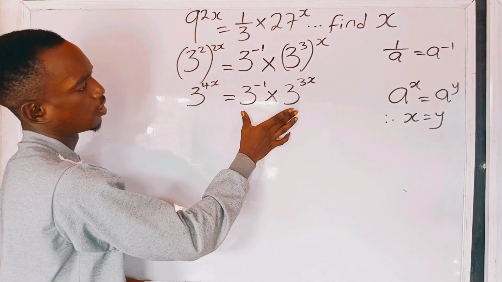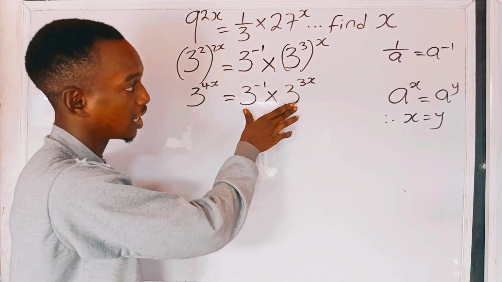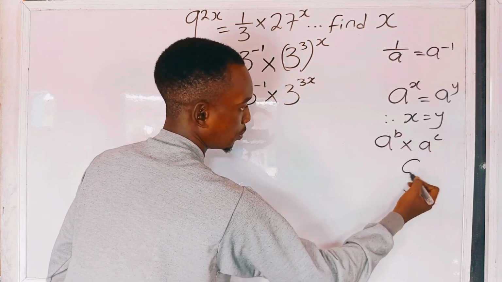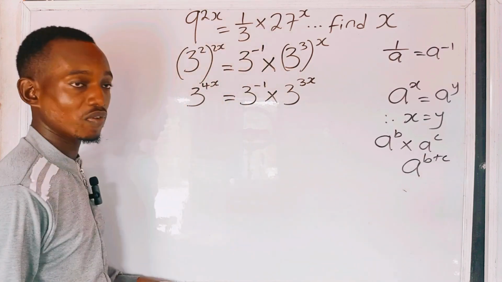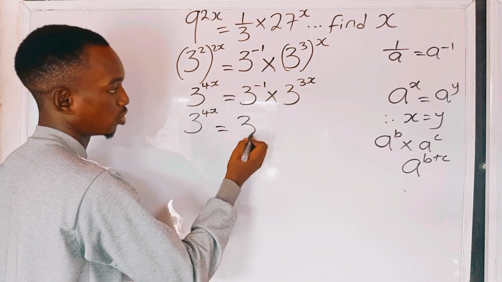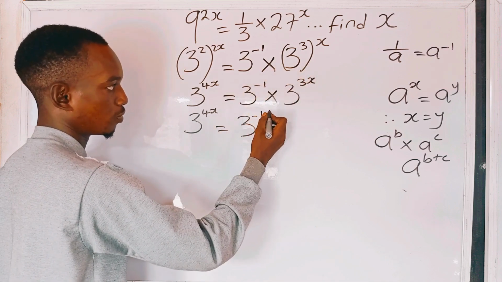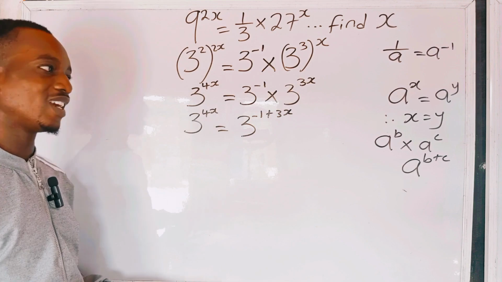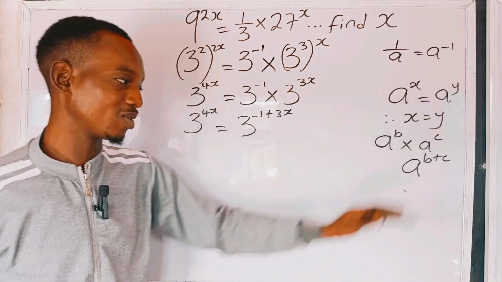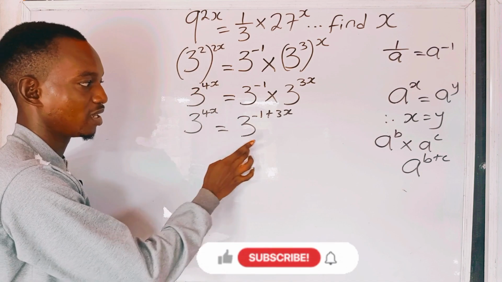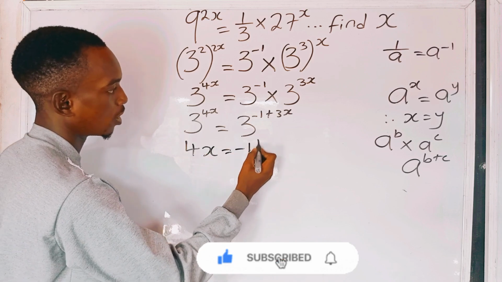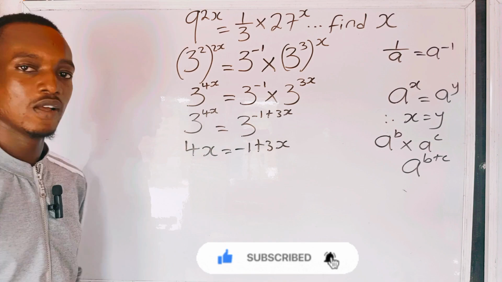Whenever you're multiplying and the bases are the same, don't forget that law of indices: you pick one base and add their powers. So here we have 3 to the power of 4x equals 3 to the power of, we're going to add their powers, negative 1 plus 3x. Finally, we have made it this way. Please always put this idea at the back of your mind. Very important. Now we can equate the power since the bases are now the same. Therefore, the power must be the same. So 4x must be equal to negative 1 plus 3x.